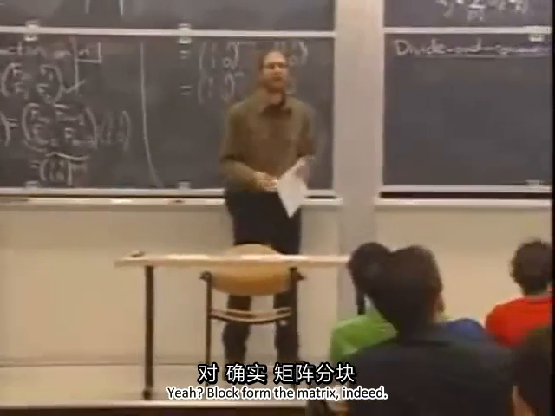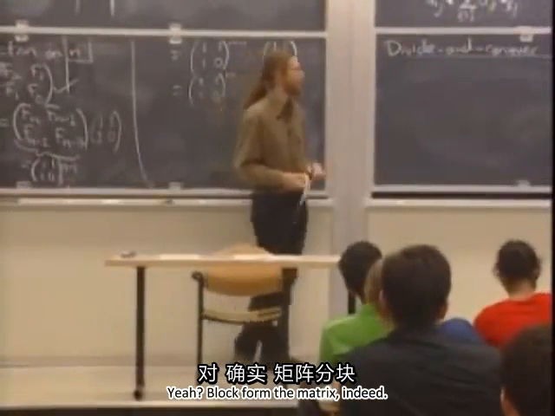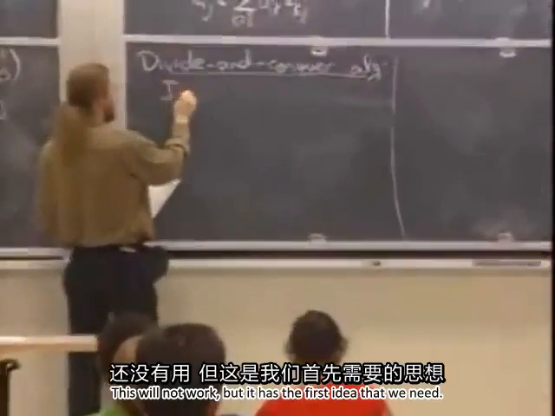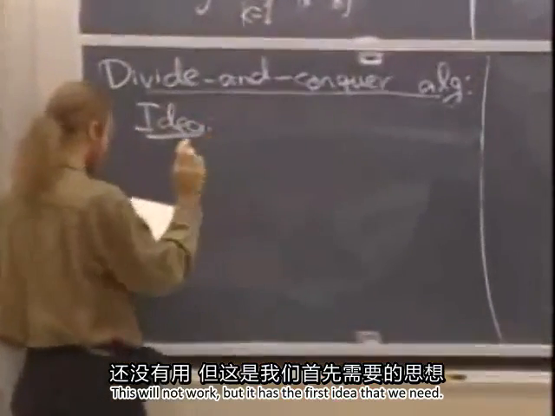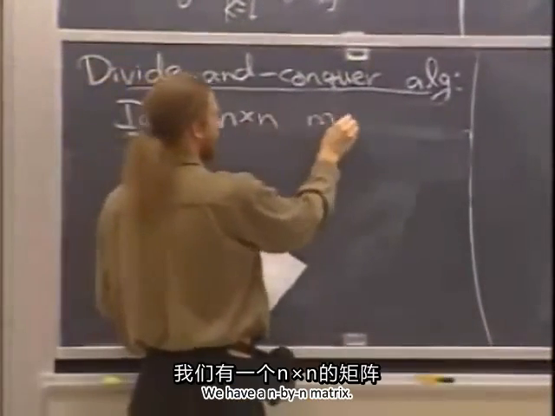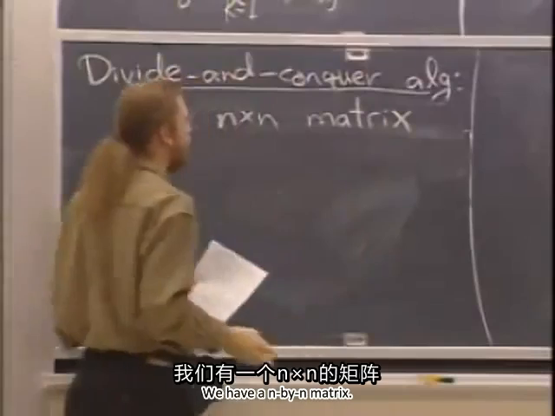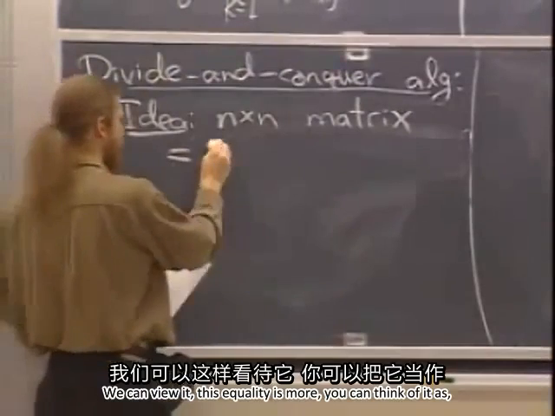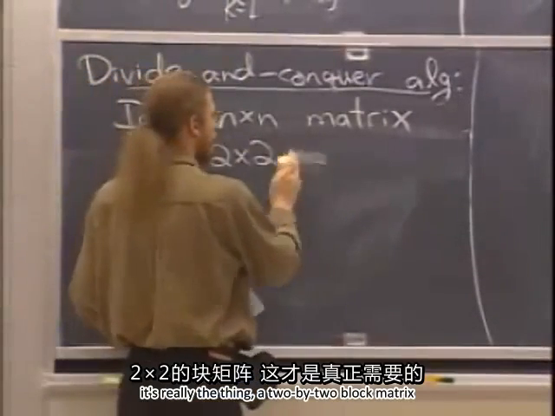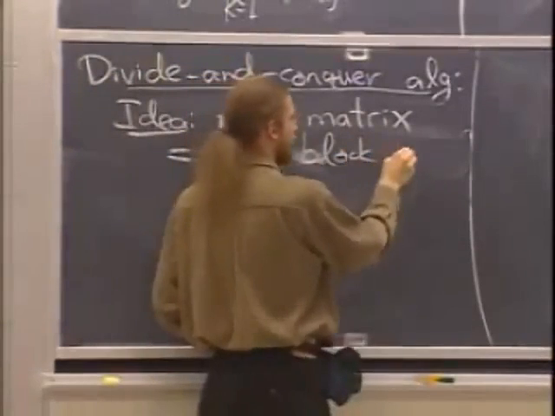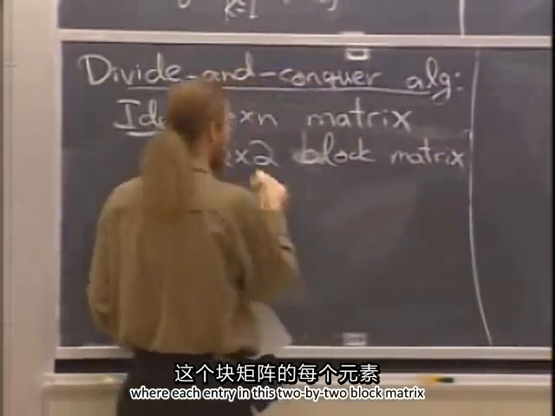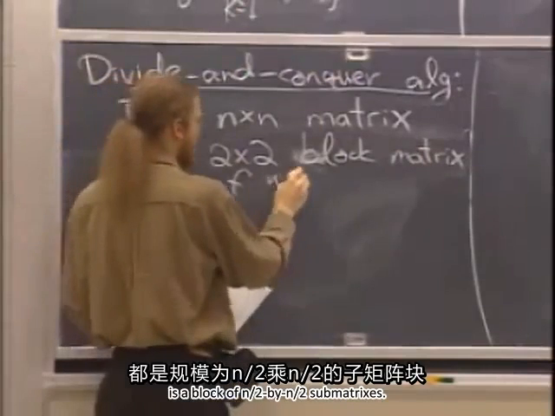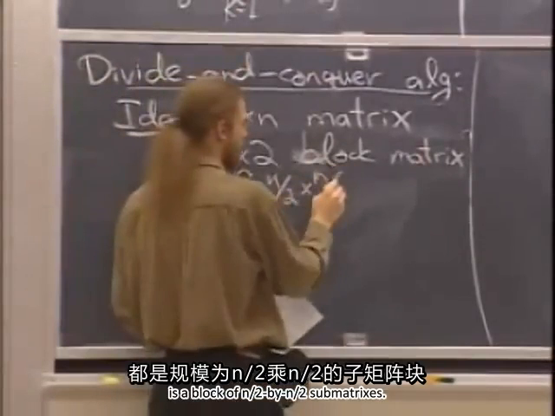Yeah? Block form of the matrix, indeed. That's the right answer. So this is the first divide and conquer algorithm. This will not work, but it has the first idea that we need. So we have an n by n matrix. We can view it, this equality is more of a, you can think of it as, it's really the same thing, a 2 by 2 block matrix where each entry in this 2 by 2 block matrix is a block of n over 2 by n over 2 submatrices.